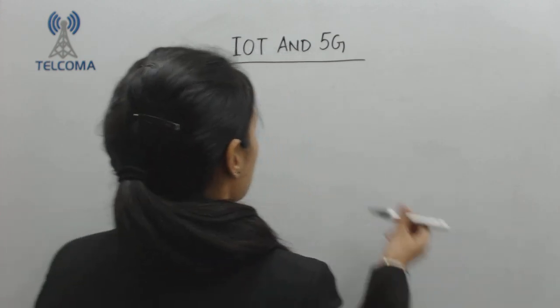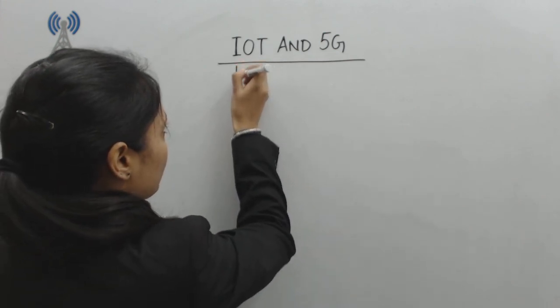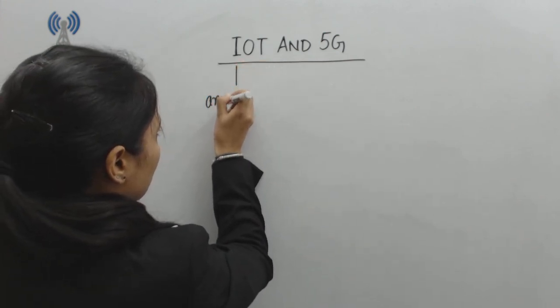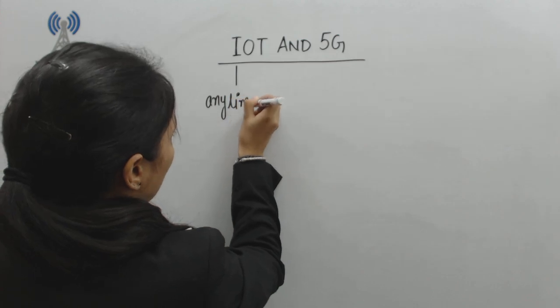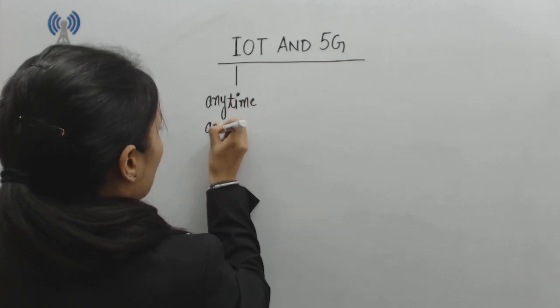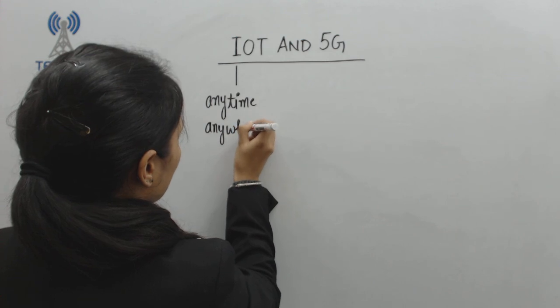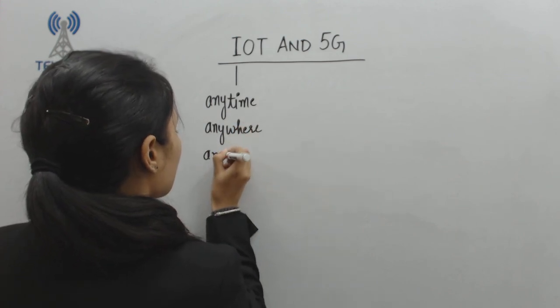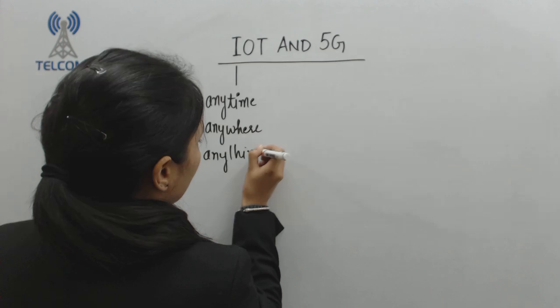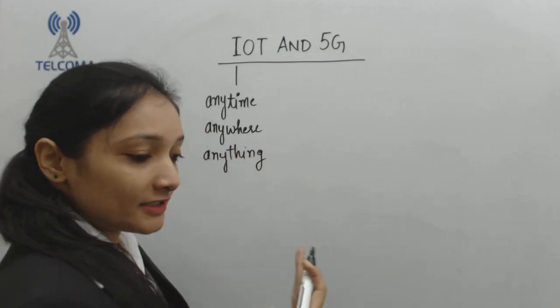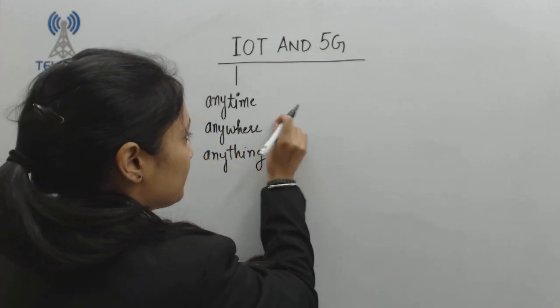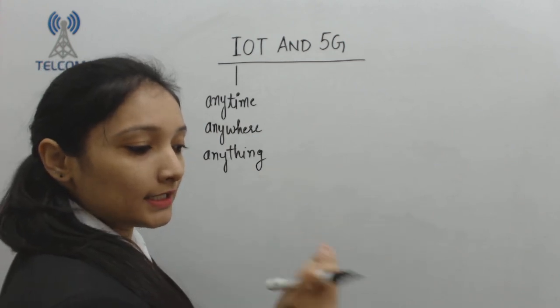Now, as we know, IoT is the Internet of Things: anytime, anywhere, and anything. That means at any place, the devices are connected at any time.